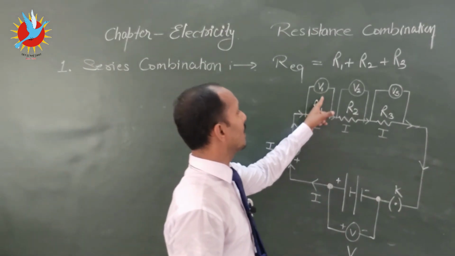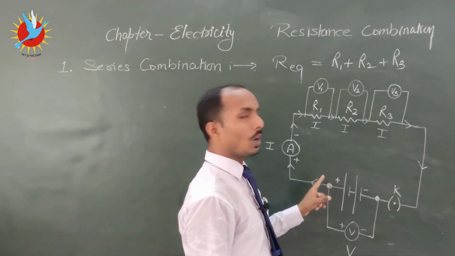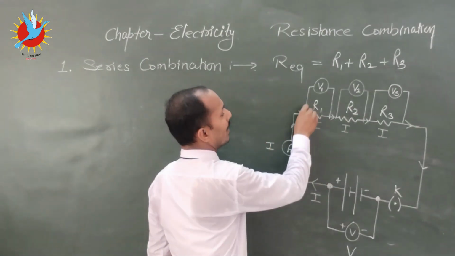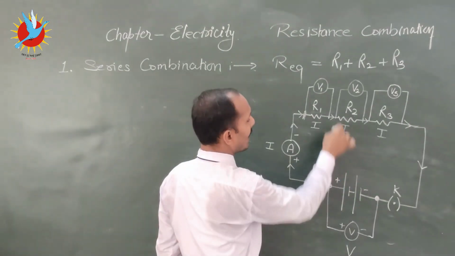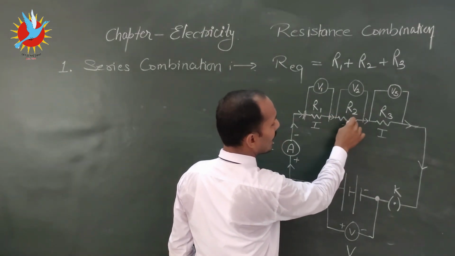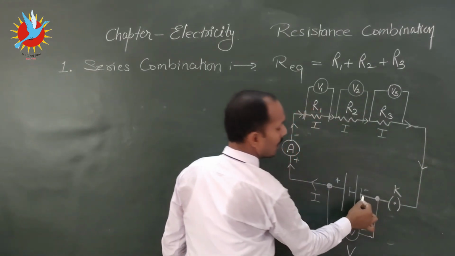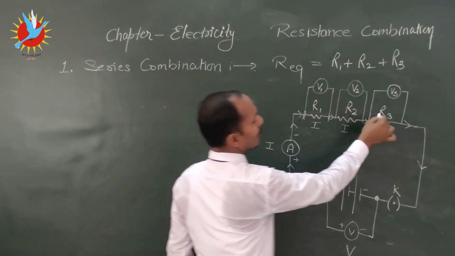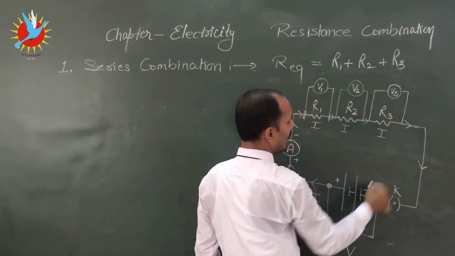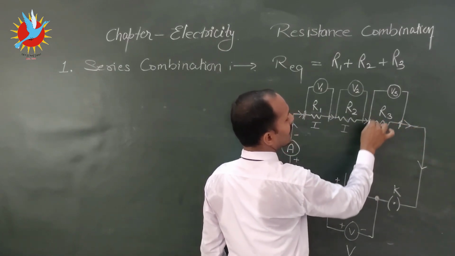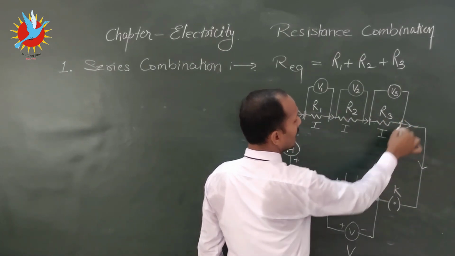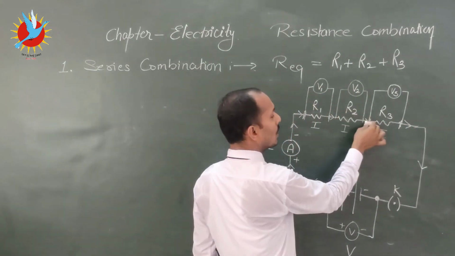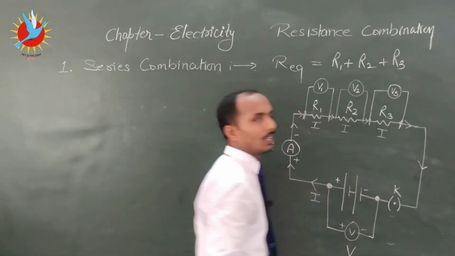Why am I using V1, V2, V3 here? Because this is a series combination. One end of the resistor is directly connected with the battery, but the other end is connected with the other resistor, not directly to the negative terminal. So each has a different potential difference. Similarly, the other resistors are not connected directly at both ends to the battery. One end is connected with the battery's negative terminal, but the other end is connected with another resistor, not the battery. So each has a different potential difference.